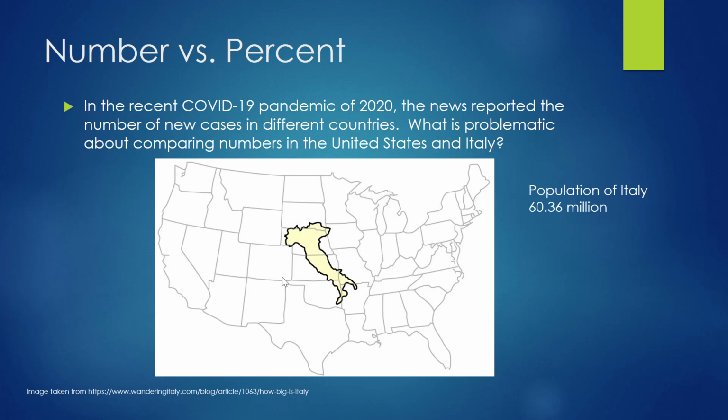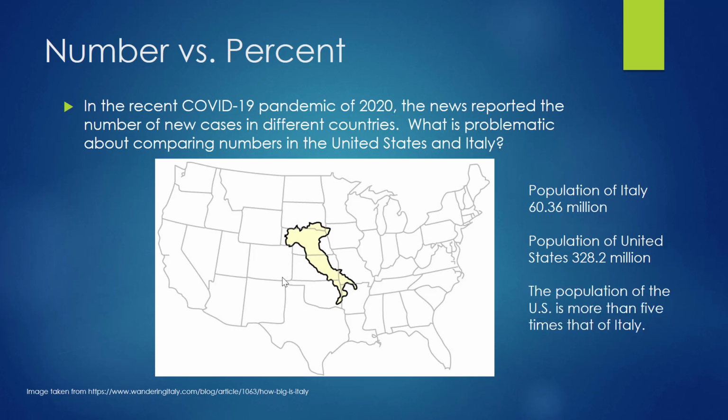At the recording of this video, during the time of the pandemic, the population of Italy was 60.36 million, while the population of the United States was 328.2 million. This means that the population of the United States was more than 5 times that of Italy. So when you start comparing just numbers of new cases in the US versus Italy and suggesting that the number of new cases in the US was surpassing that of Italy, it really was an unfair comparison because the United States in both population and just geographical area is just so much larger than Italy.